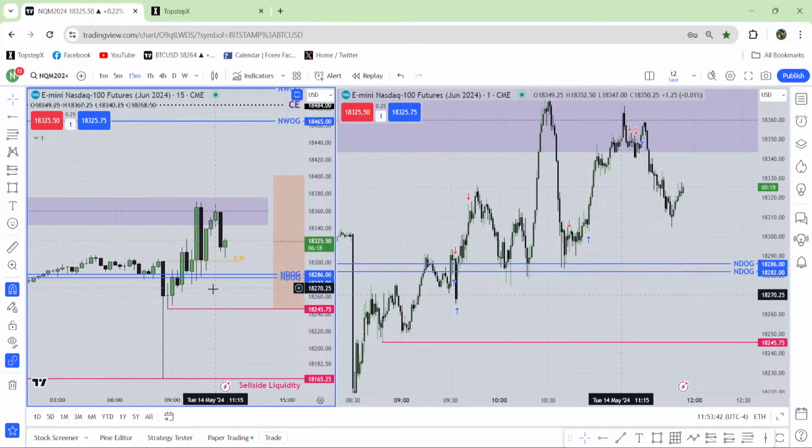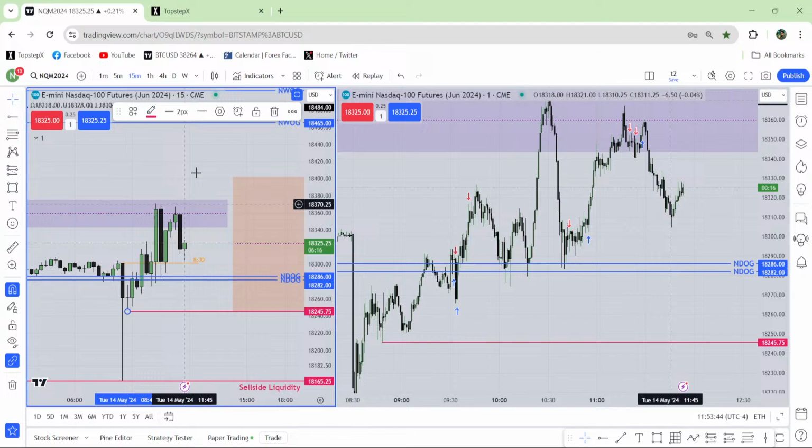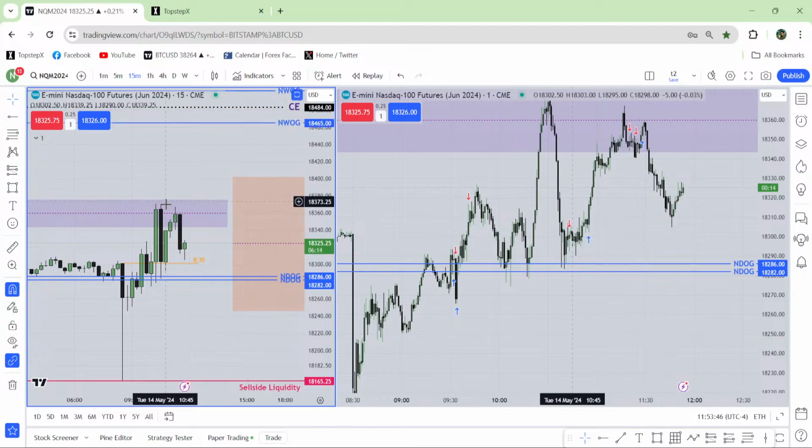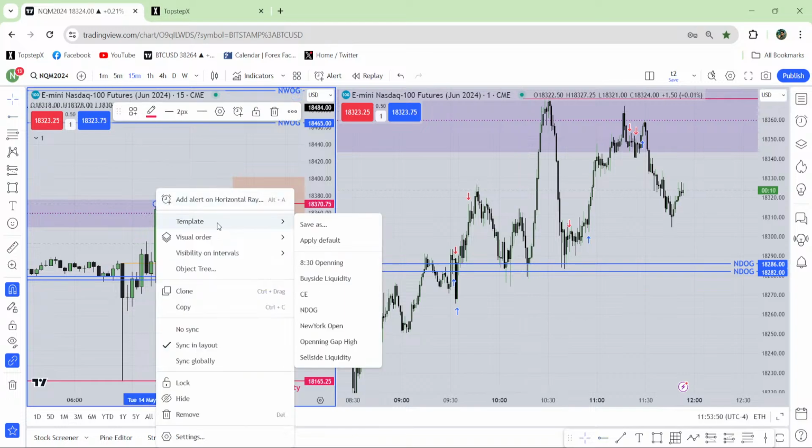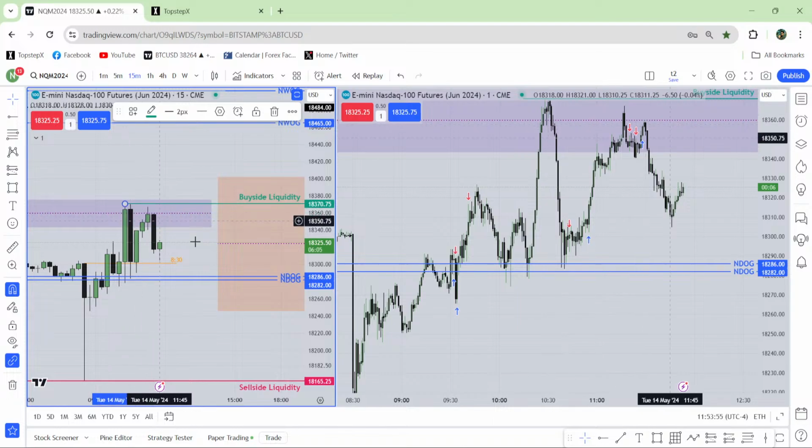15-minute fair value gap. First, you have to mark the liquidity. Where is your liquidity? Now, if you see, you have this clean buy sell liquidity from the 15-minute chart. Okay, not from the 1-minute chart, not from any other time frame. So from the 15-minute chart, that is your buy sell liquidity.